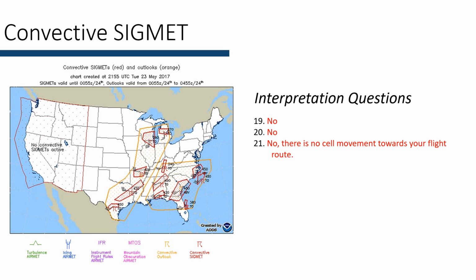Question 20. Is there a convective outlook valid around your flight route? The answer is no. Question 21. Is there cell movement toward your flight route? The answer is no.